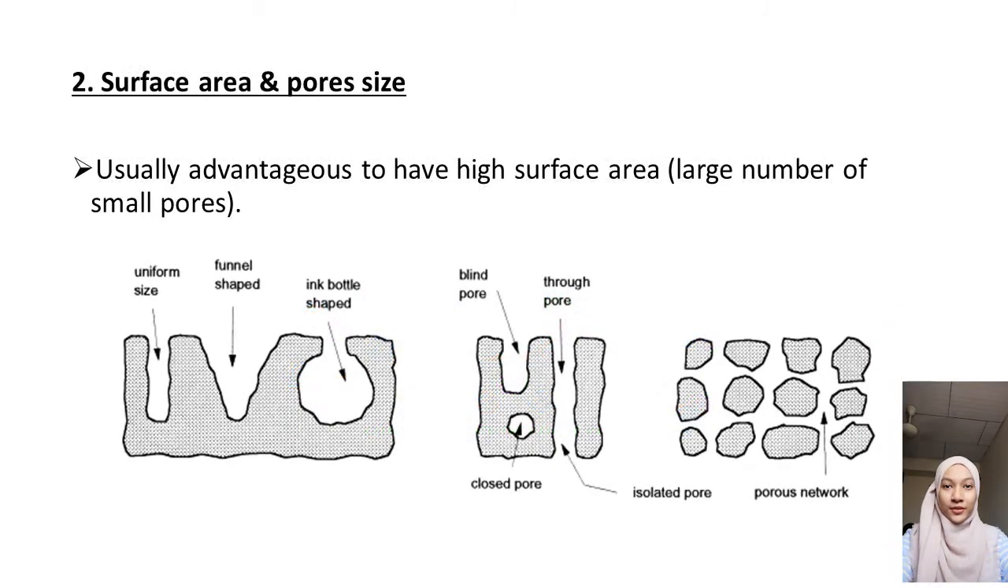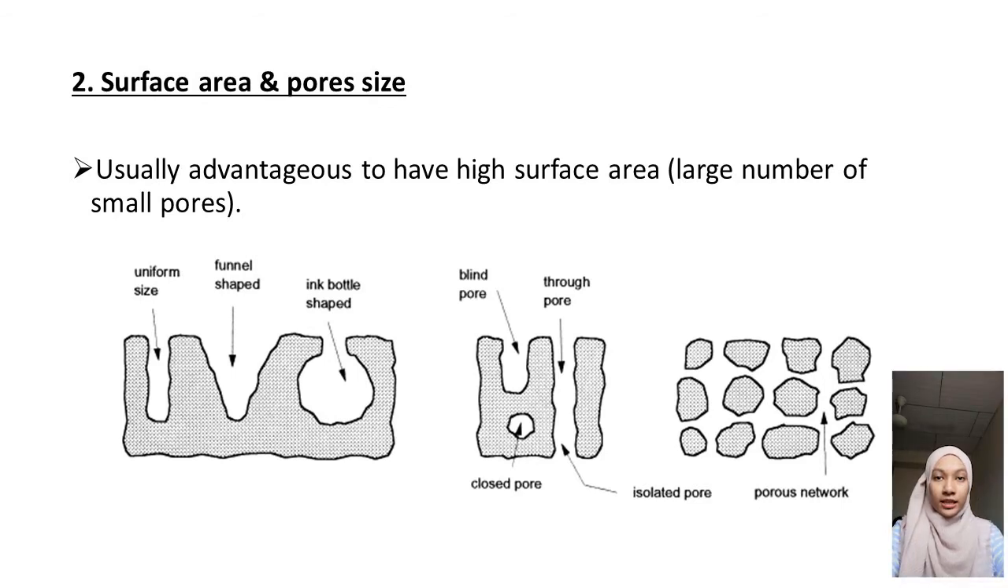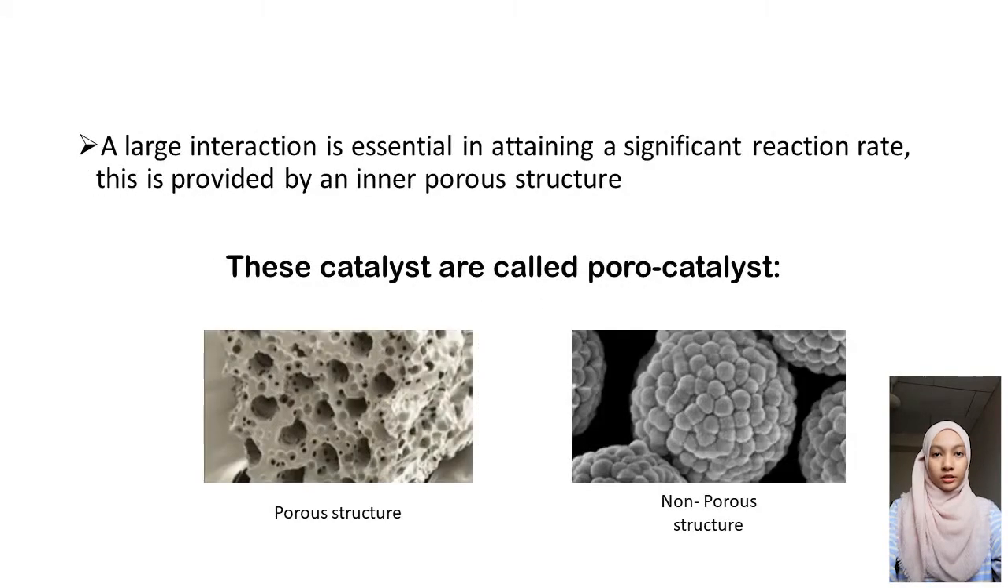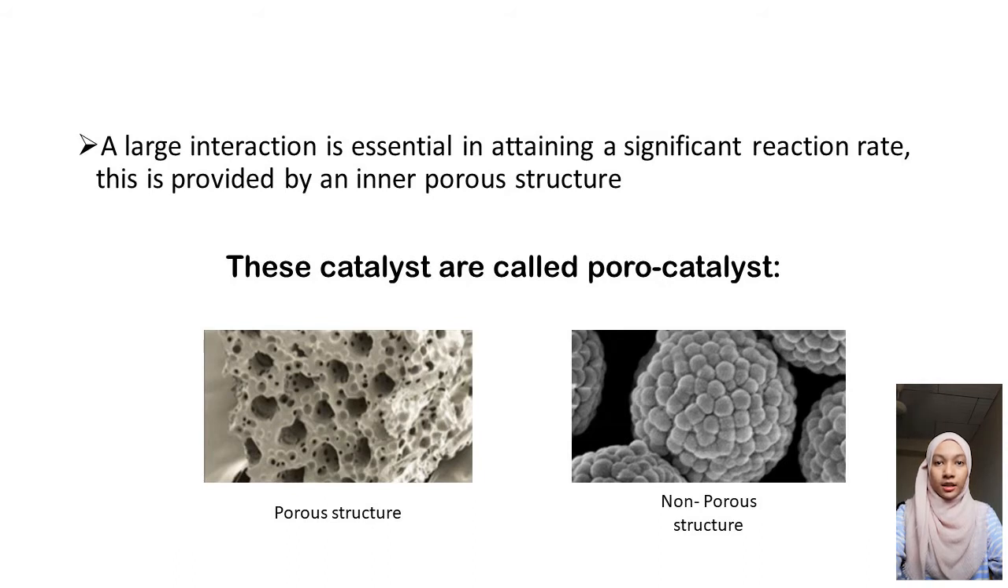The next is the surface area and pore size. It is usually advantageous to have high surface area, which is a large number of small pores, to maximize the dispersion of the catalytic components. The solid contains many tiny pores, and the surface of these pores supports the high rate of the reaction. A large interaction is important in attaining a significant reaction rate. This is provided by an inner porous structure. As you can see in the diagram, these catalysts are called porocatalysts, which are porous and non-porous catalysts.